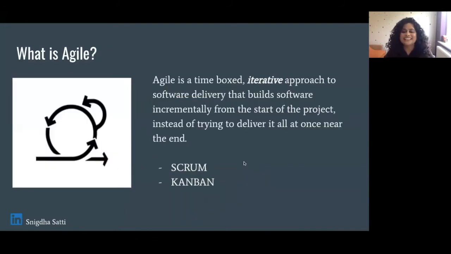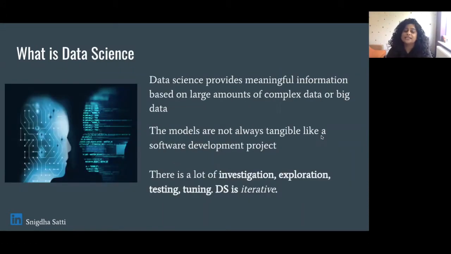Now, what is Agile? This is the most simplistic, very layman definition of what Agile is, and there is a reason why I'm mentioning it here. Agile is just a time-boxed, iterative approach to software delivery that builds software incrementally. The main word I want to focus on is iterative, because data science in its nature is also iterative. So again, I'm going to explain the very basic definition of data science.